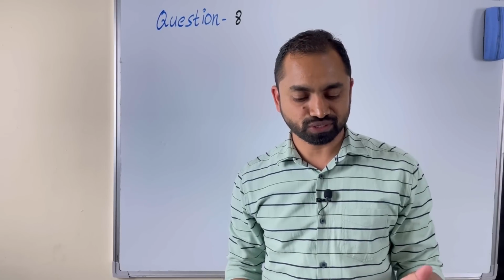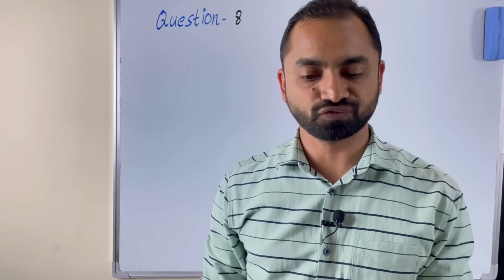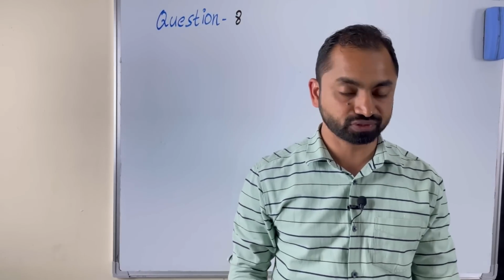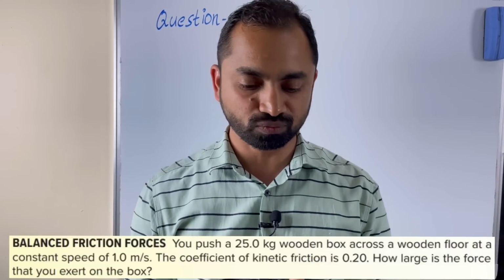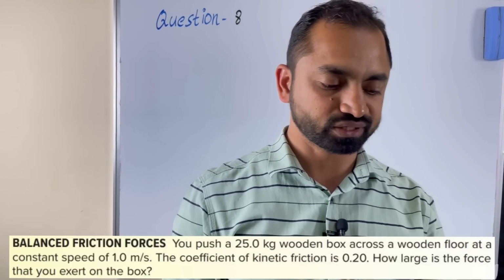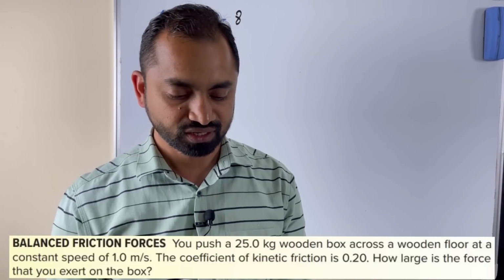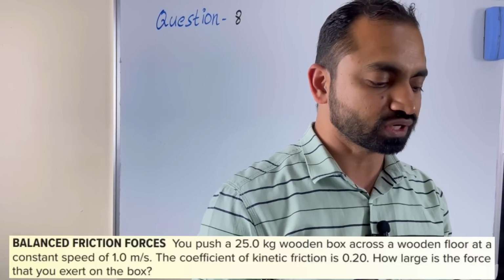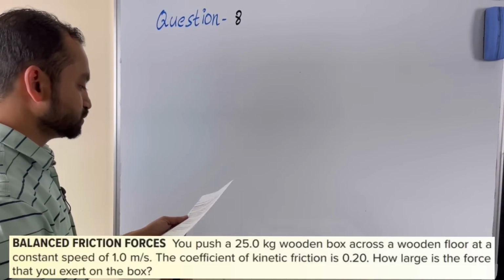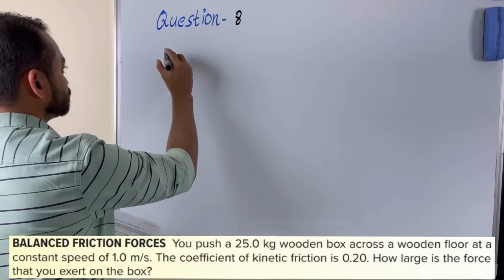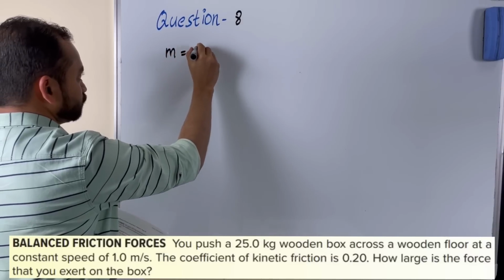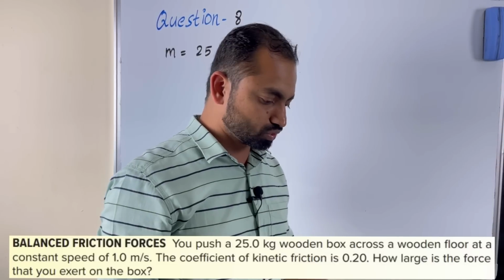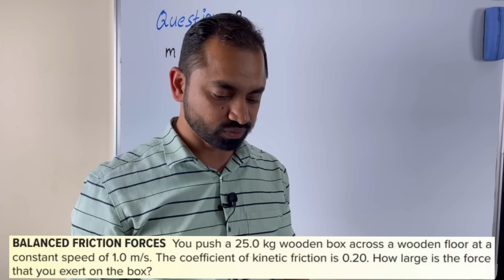Question number 8. To calculate friction, coefficient of friction, normal force. Problem 3 on page number 125 of your textbook. You push a 25 kilogram wooden box across a wooden floor at a constant speed of 1 meter per second. The coefficient of kinetic friction is 0.2. How large is the force that you exert on the box? So you are pushing a box, its mass is 25 kilogram. The first step of solving any question in physics is writing what is given in the question. So 25 kilogram, the mass of the box is given, so we wrote it.